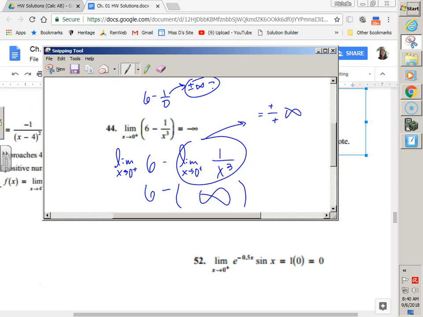But wait a minute. Minus ever-increasing numbers. 6 minus ever-increasing numbers. What's going to happen to the overall problem? It's going to go more and more negative. Does that make sense? Good. You can break these problems up.